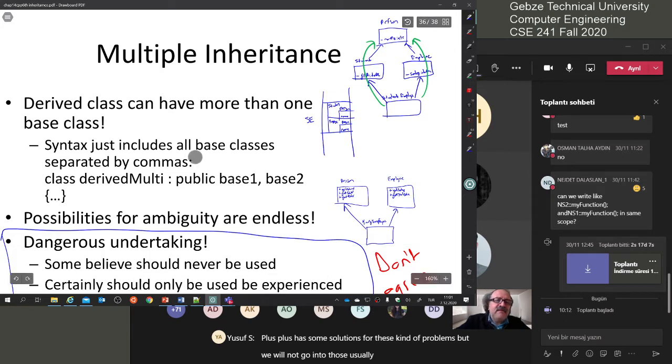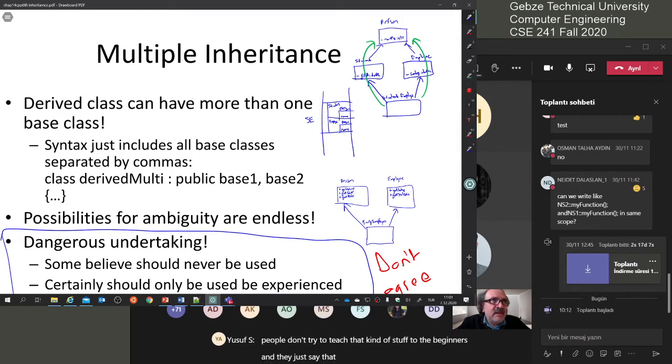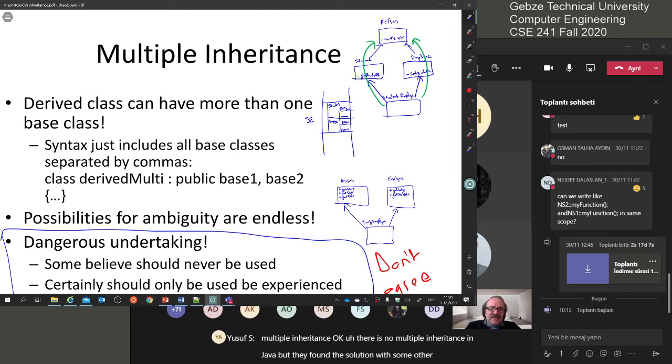Usually, at the beginning level, people don't try to teach that kind of stuff to beginners, and they just say that multiple inheritance is possible, and be careful about it with C++. In Java, there is no multiple inheritance. There is no multiple inheritance in Java, but they found a solution with some other mechanism that behaves like multiple inheritance, but in fact it's not. It is kind of a sub-inheritance mechanism, and we will see it when we learn about Java.